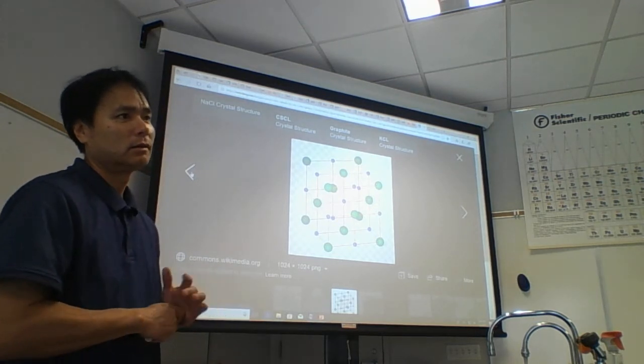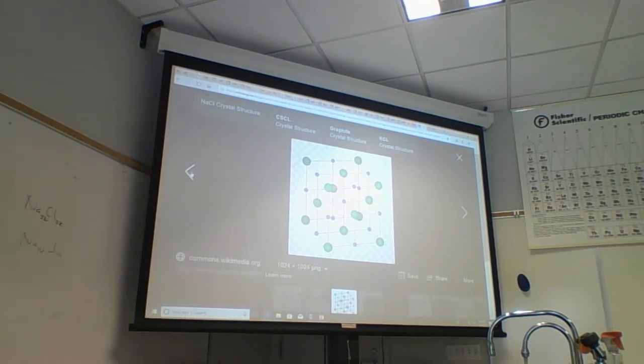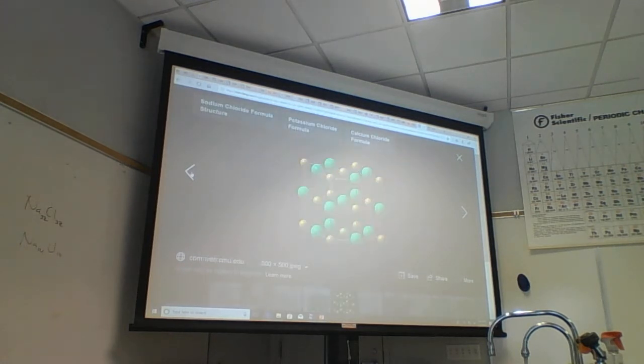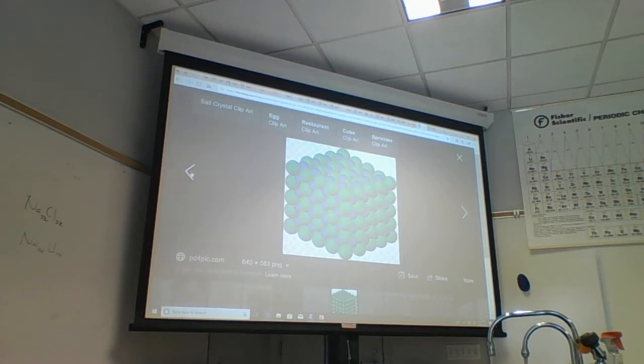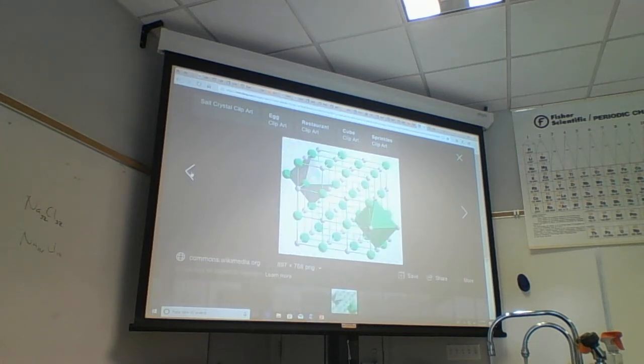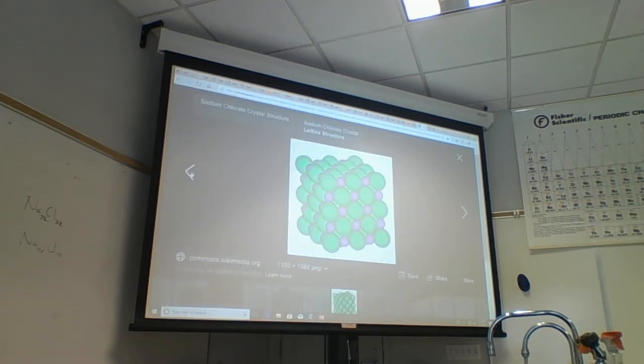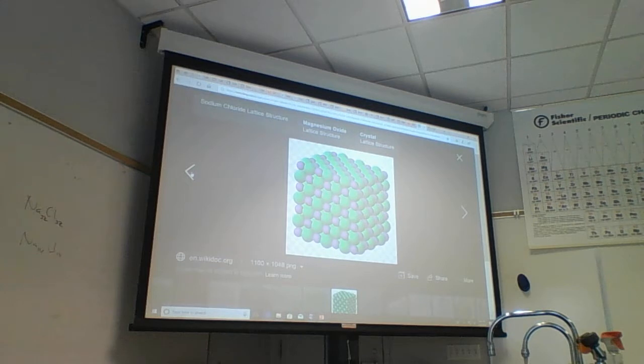Let's see if I can find something even bigger or smaller. Ooh, that's big. That's a pretty big one too. Yeah, this is the biggest one. So should I pick the biggest one or should I pick the smallest one? Which one is a molecule of sodium chloride?